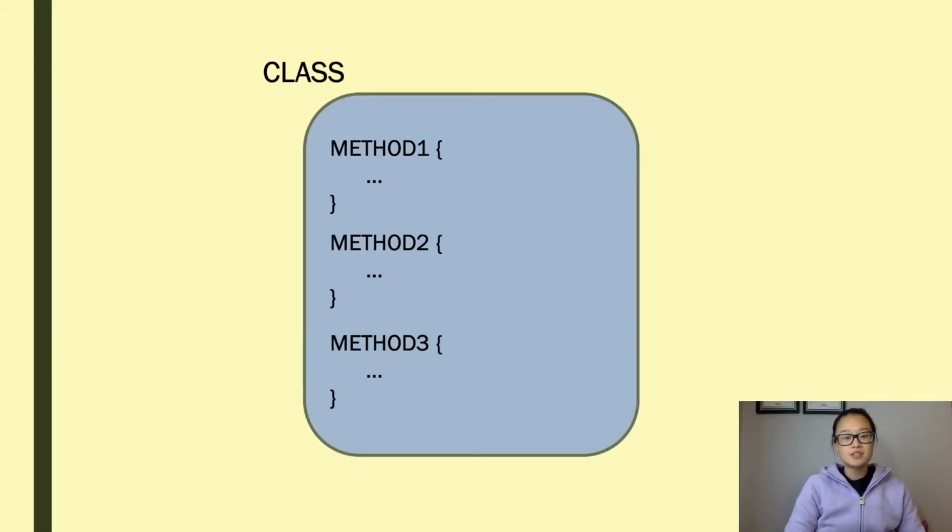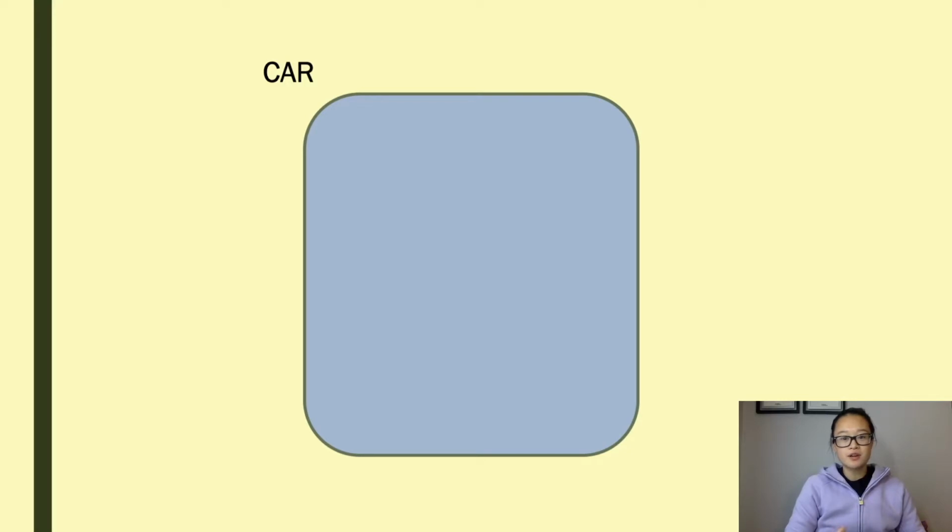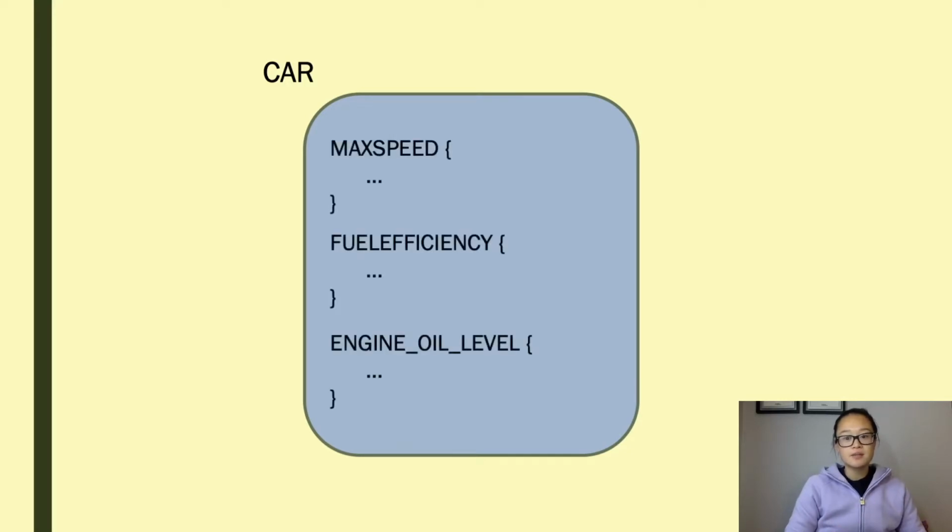Since Java is object-oriented, it is made up of classes and methods. A class is basically a container for a bunch of related methods. Each method contains a small piece of code with a task to do. A method can receive user input and also return a value. For example, if the class was a car, the different tasks could be calculating the maximum speed, finding the fuel efficiency, and also being able to detect the engine oil level.